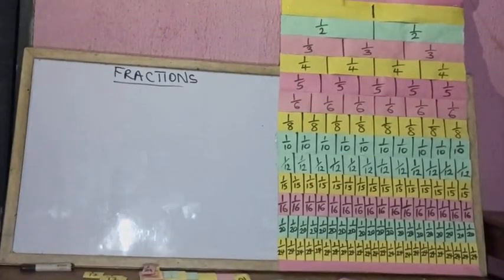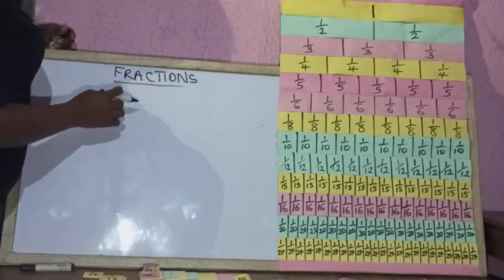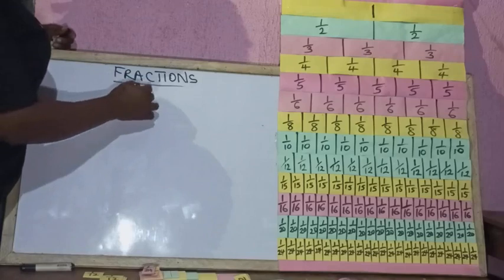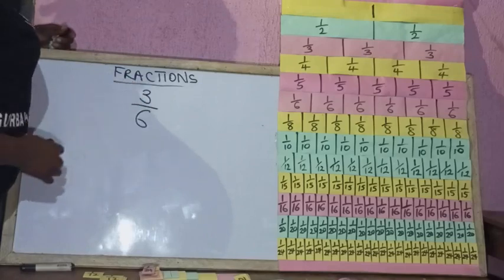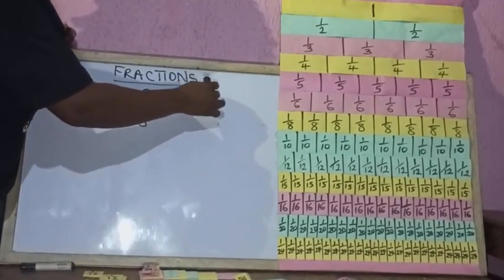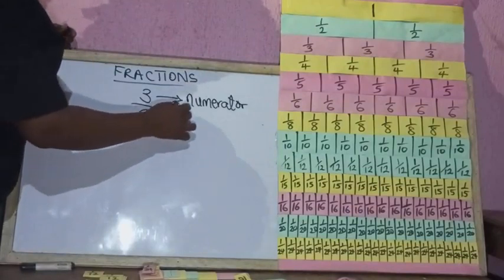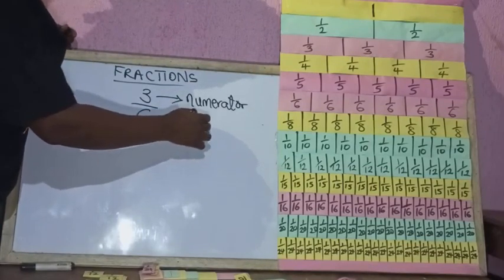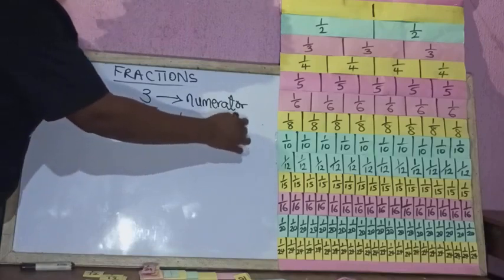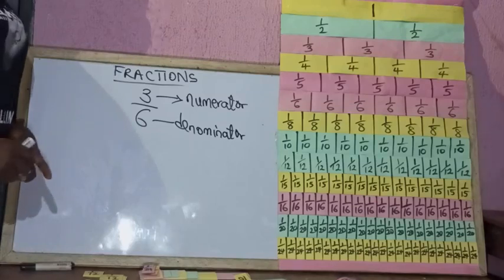And let's see, a fraction is usually in two parts. Let's take 3 over 6 as our fraction. This one up here is called the numerator, and the digit we have below becomes the denominator. So for all fractions, there is usually a numerator and a denominator.